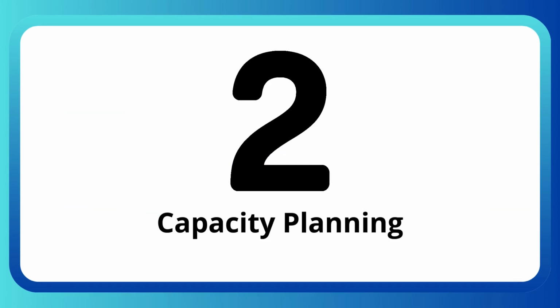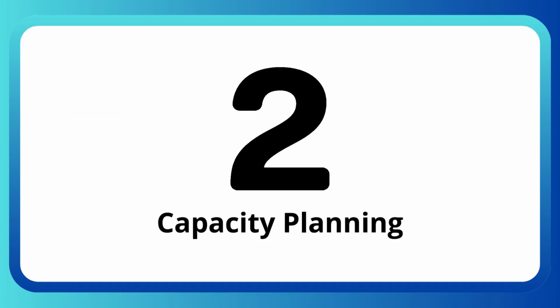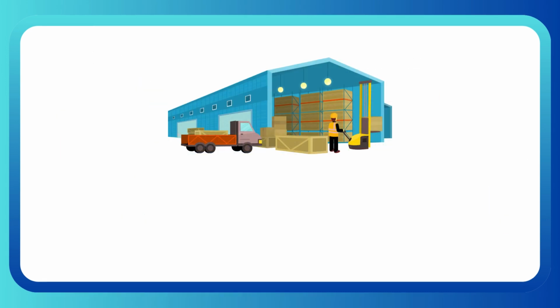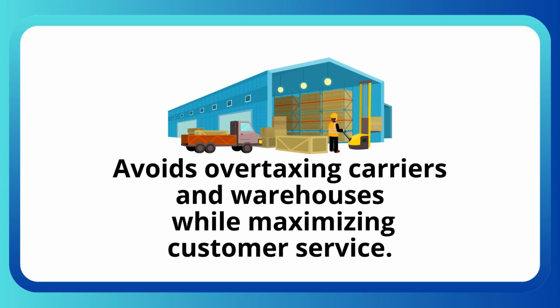Second, creating a 30-day supply network plan. LevelLoad sees demand spikes, such as a month-end sales push, coming and works to ensure that they can be met by pulling forward the most needed products and pushing less needed items to ship later. This avoids overtaxing carriers and warehouses while maximizing customer service.